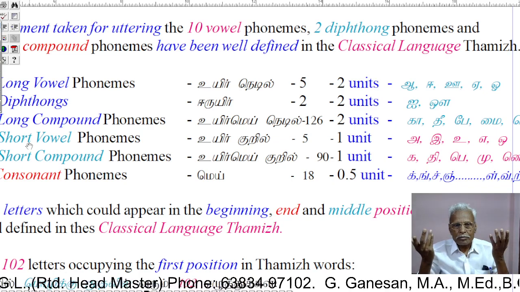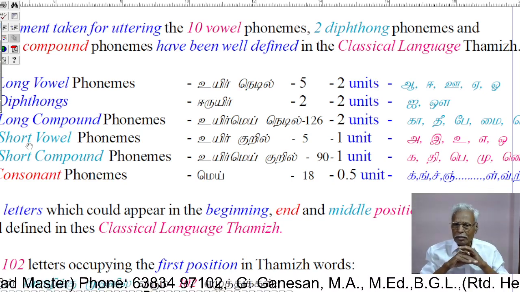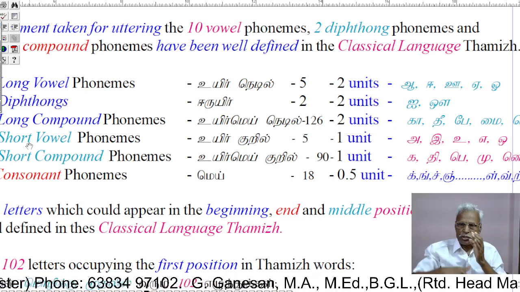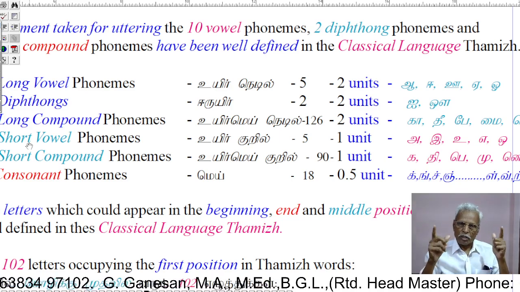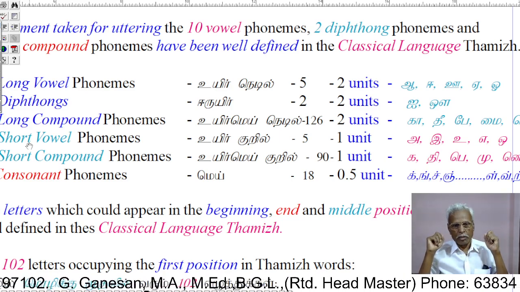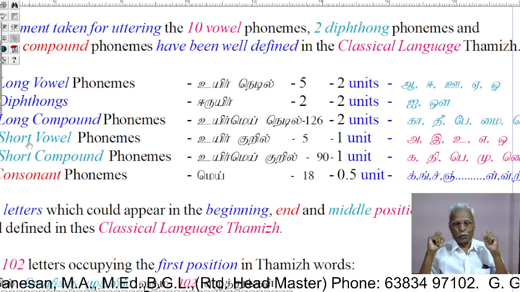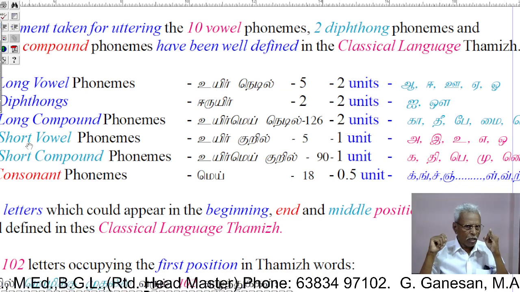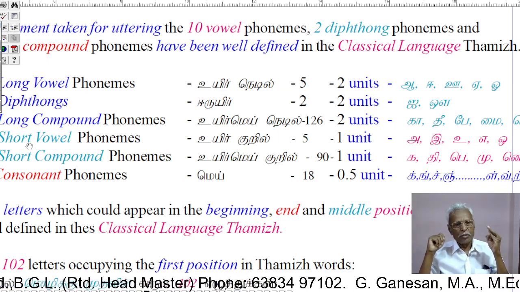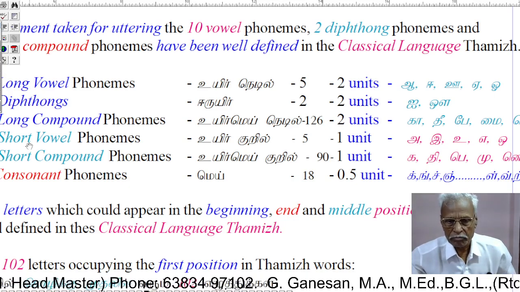I don't know in how many classical languages these kinds of length of time used for uttering a particular phoneme have been defined. Of course, the classical languages like Greek, Latin, German, etc. may have been defined.